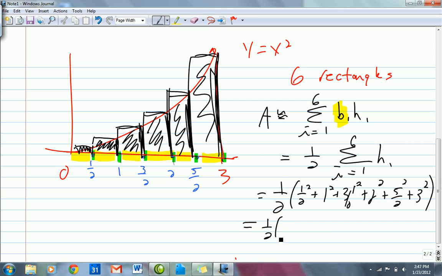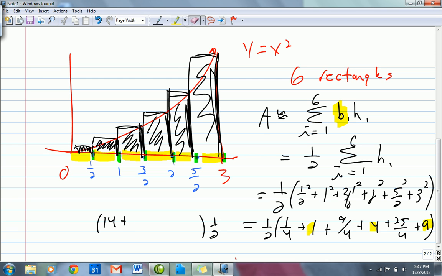So let's say it's 1/2 times 1/4, which is 1/2 squared, plus 1, plus 3/2 squared, which is 9/4, plus 4, plus 25/4, plus 9. Okay, I'm going to combine my like terms. I get the nice positive integer terms: 1 and 9 and 4. So it's going to be 1/2 times whatever's left in the parentheses. 1, 9, 4, that's 14. Plus, I got some fourths to consider too: 1/4, 9/4, 25/4. Let's see. 1 plus 9 is 10, so that's 35/4.